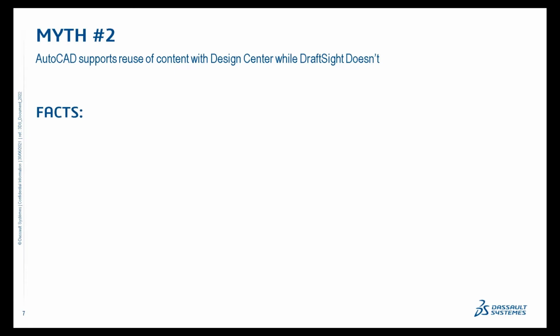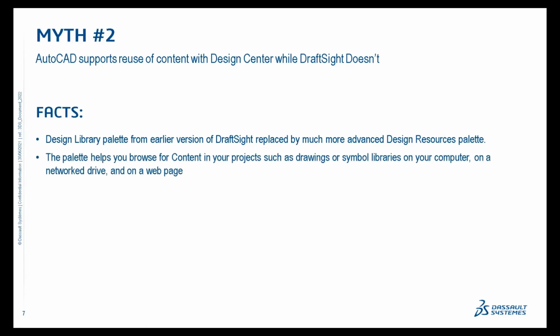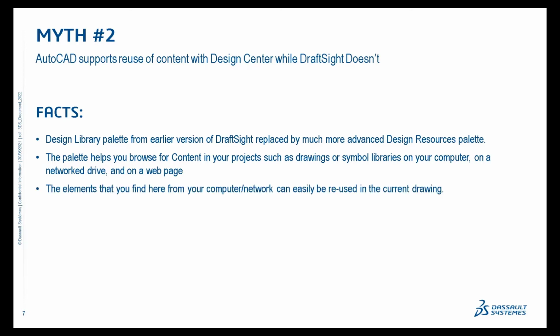And so, to summarize the facts, Design Library palette from earlier version of DraftSight is replaced by much more advanced Design Resource palette. This palette helps you browse for content in your projects such as libraries on your computer or a network drive and on a web page. The elements that you find here from your computer or network can easily be reused in the current drawing. It helps you reuse the content from other drawings to save time and increase your productivity.